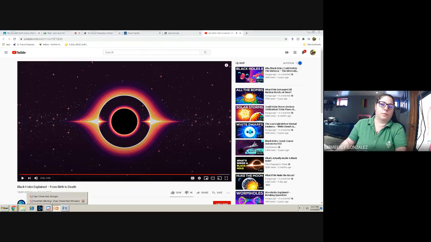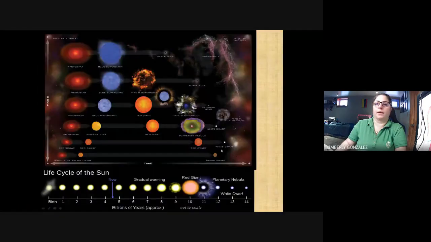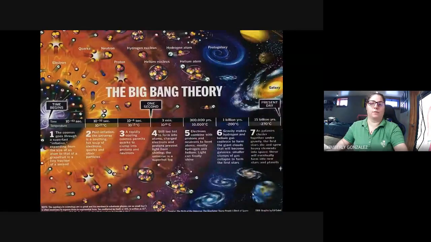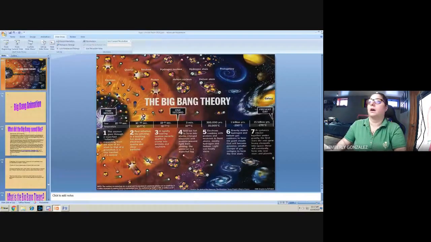So that's pretty much what you need to know about black holes. Here's another picture of all the different sizes. Look at the life cycle of our Sun, right? We are right here. So we have a bunch of time until the end of the life cycle of our Sun. So that is the end of that.